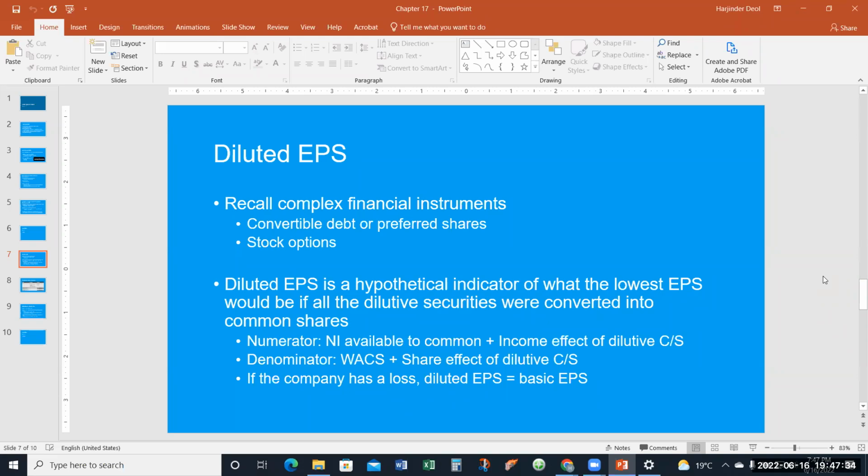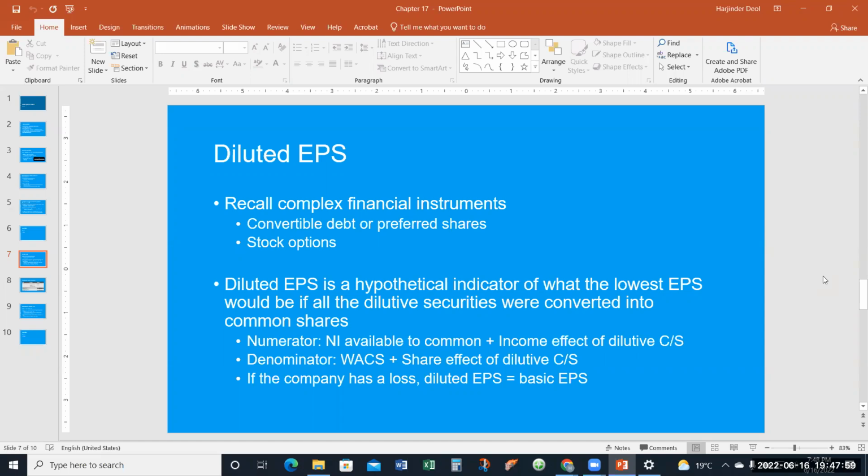Okay, diluted EPS. It's a hypothetical, so it's not an indicator, not an amount that's actually happened. It's make-believe. Hypothetical is make-believe, right? For the sake of discussion, it's a hypothetical indicator of what the lowest earnings per share would be.